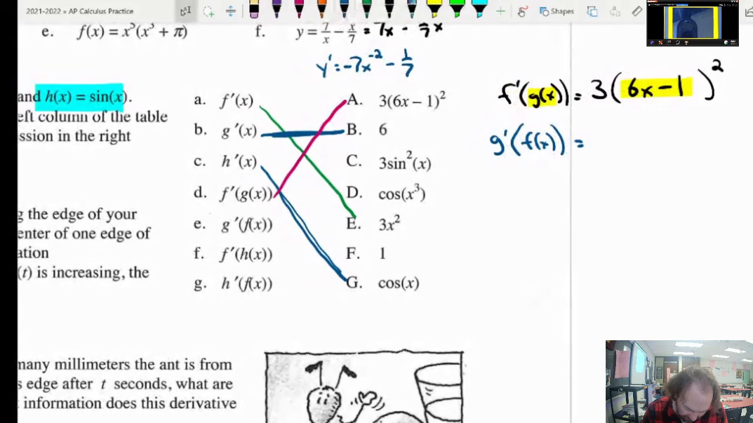Yeah, I guess it's also 6. Let's see. Can I confirm that? B goes to B equals? Yeah, they both go to 6. Doesn't matter. G prime is just 6. Doesn't matter what the input function is. It's always 6. That's kind of interesting.